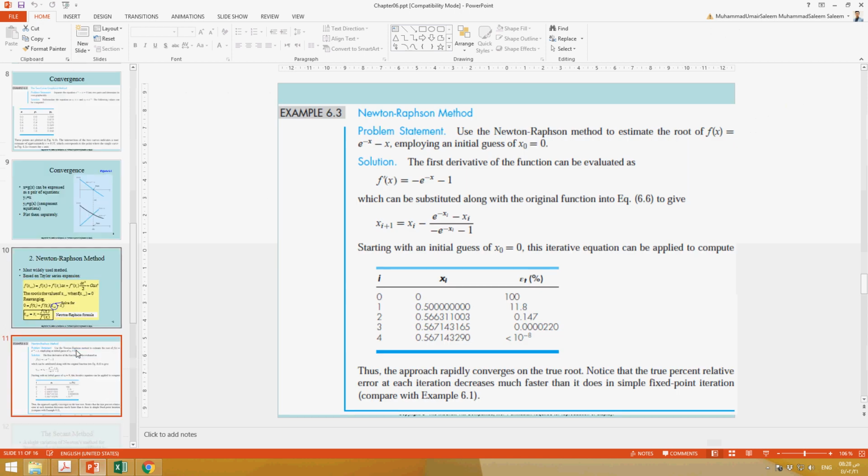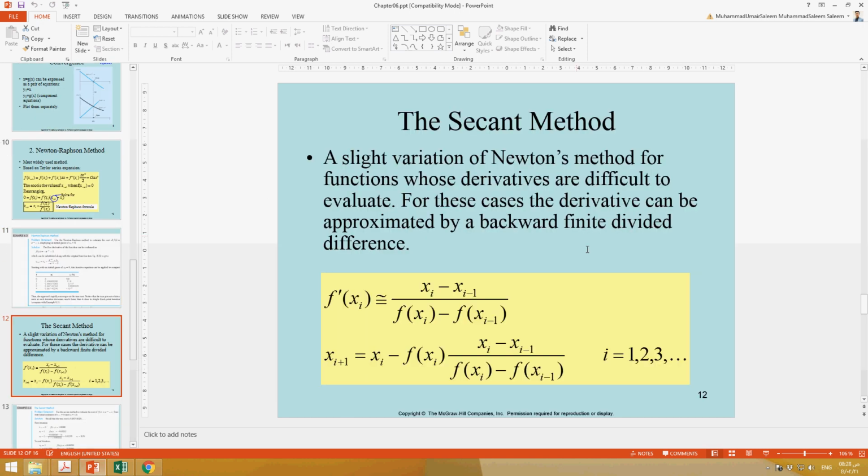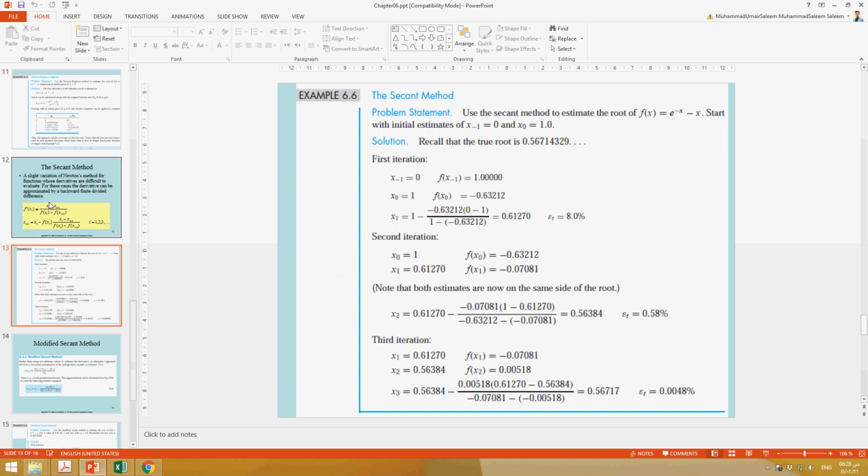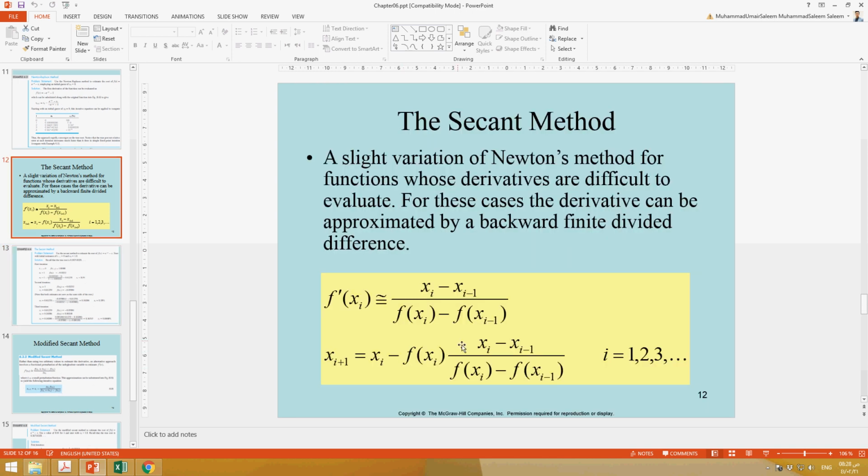Okay, so the next method is the secant method. In the secant method, it is actually the same method as we discussed in the Newton Raphson, but the only difference is that we put in the definition of the derivative. For example, the definition of derivative is this here.